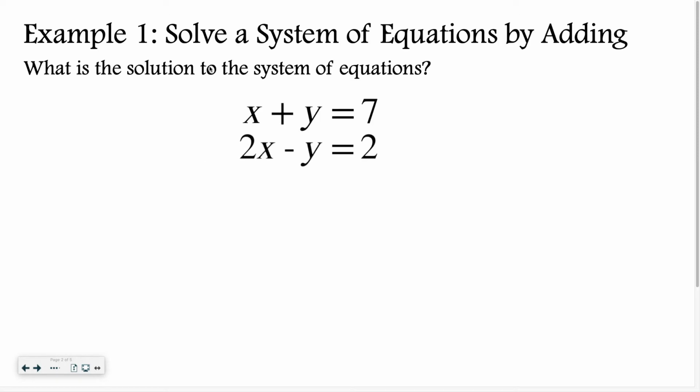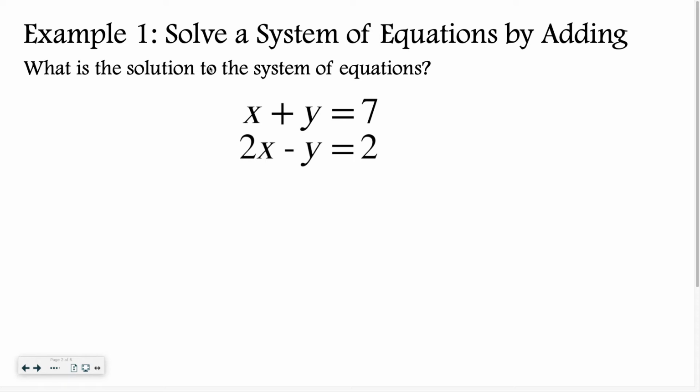Alright, so example 1, solve a system of equations by adding. So remember, we've been practicing solving systems of equations multiple ways. We started in lesson 4.1 by graphing and seeing where they intersect. That's our solution. And then in lesson 4.2, we talked about how to solve systems of equations using substitution. That way is nice when you have a variable all by itself, kind of like we have in this example here. We have x all by itself and y all by itself in that top equation. But I'm going to teach you another way to solve today.